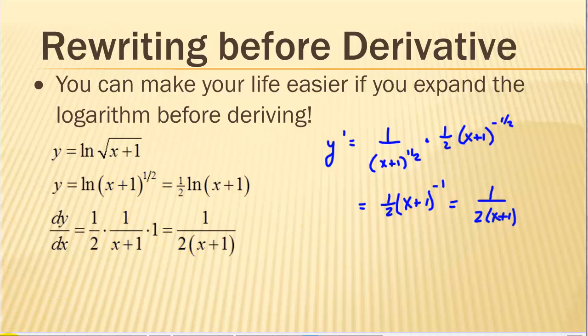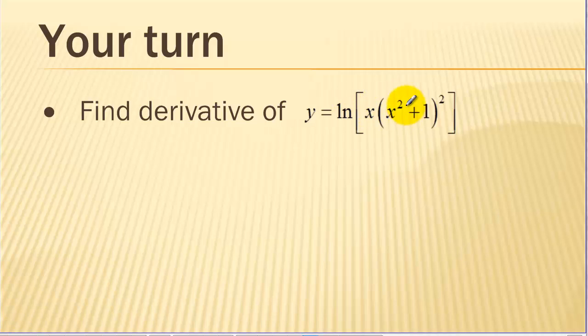So let's look at another one of those. So here we can use our log property where we can split this up into two logs, the log of x plus the natural log of x squared plus 1 squared, and then we can bring this exponent to the front.